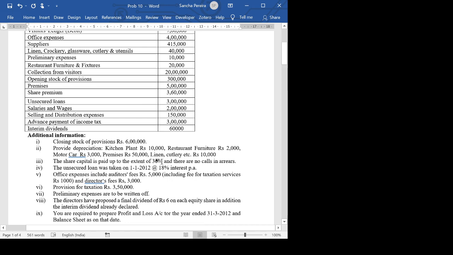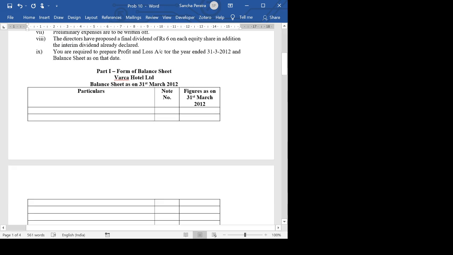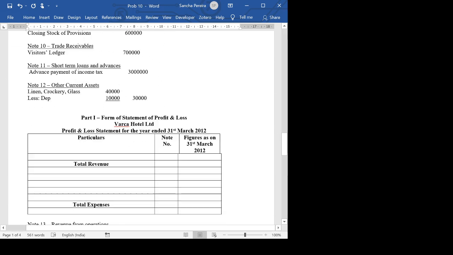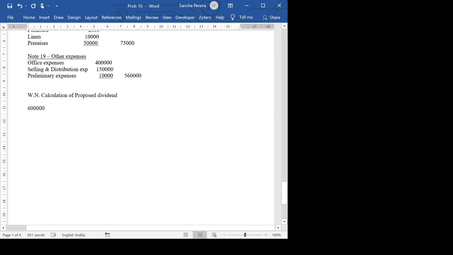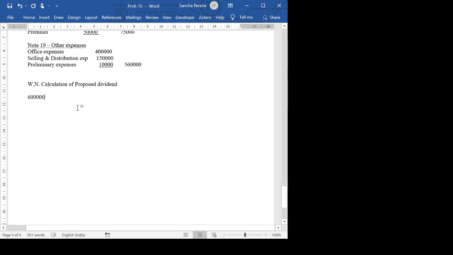The share capital is paid up to the extent of 30%. We can assume that if the price of the share is 100, only 30% has been paid up. That is, only 30 rupees has been paid up. So what I'm going to do is divide the 6 lakhs by rupees 30.